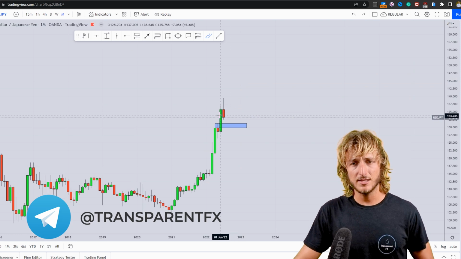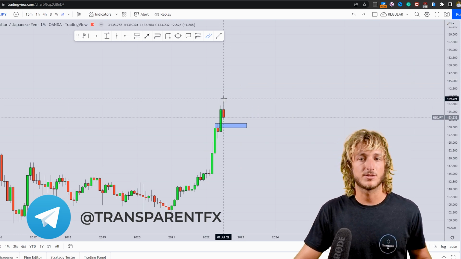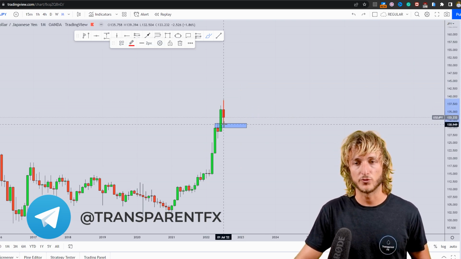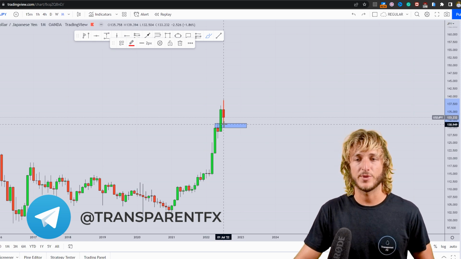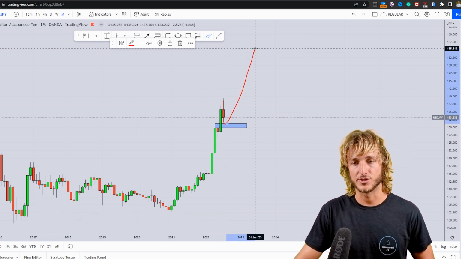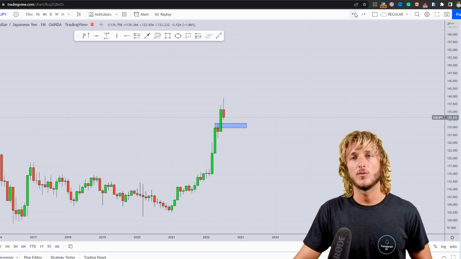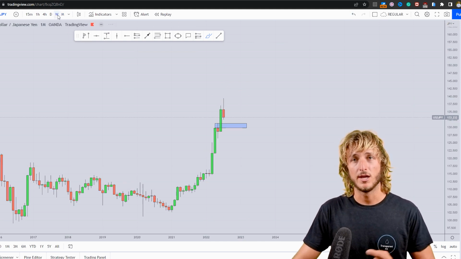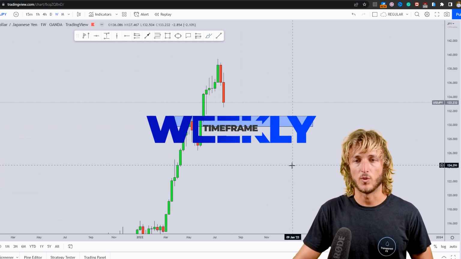So in a situation like this, it is not a surprise that the market started this move to the downside, because we do expect a retest of this previous resistance turned support before then more bullish continuation. Now, if we drop down to the weekly time frame, what do we see?